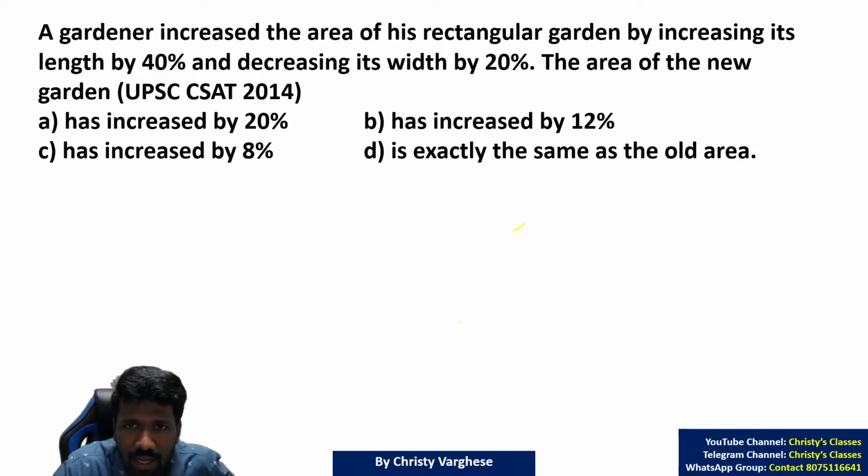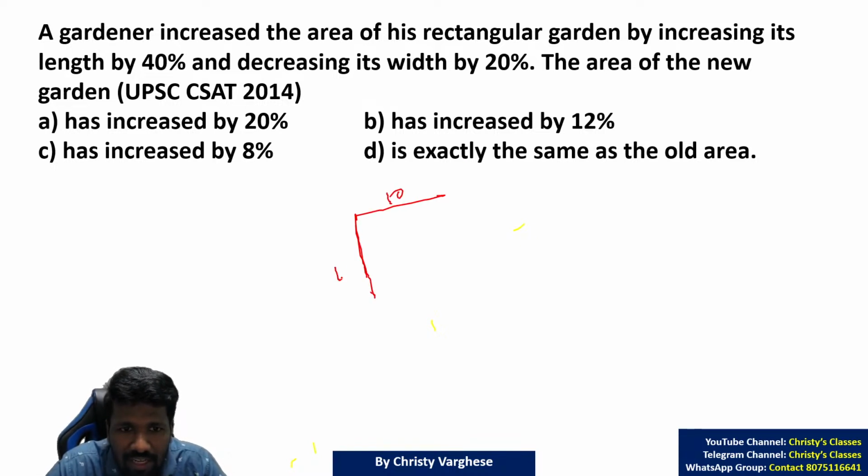Gardener increased the area of his rectangular garden by increasing its length by 40% and decreasing its width by 20%. But we don't know the initial length and initial breadth, so that is the unknown to us. As that is unknown, take an example for that. That is the logic. Let length be 10 centimeter and breadth be 10 centimeter.